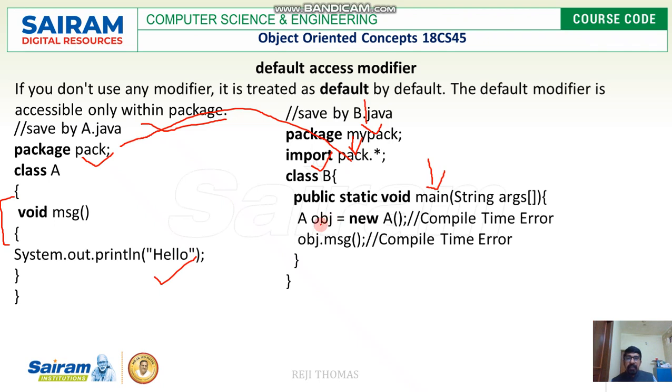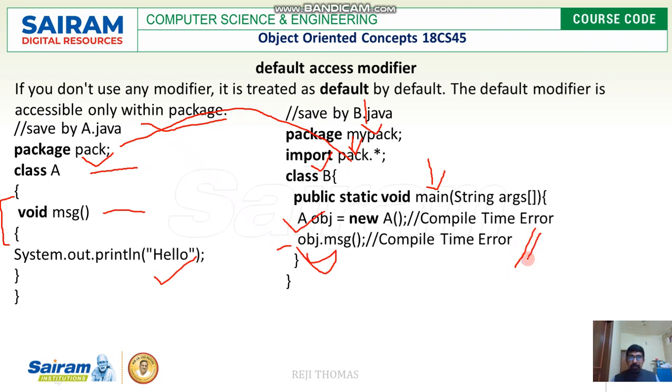Here I create an object of class A, which will give a compile time error, because by default this class is a default class and its method is default. When I try to create an object, it is going to throw an error, and if I try to access the method through the object, this also is going to throw an error. Let me make it clear.